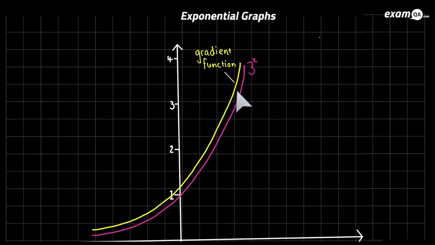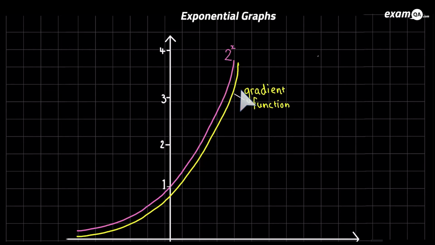Let's have a look at them again. 3 to the power x is slightly steeper, and 2 to the power x is slightly less steep. So what do you think will happen? Instead of using 2 or 3, we used a number between 2 and 3, something like 2.5 maybe. What do you reckon will happen to the gradient function?